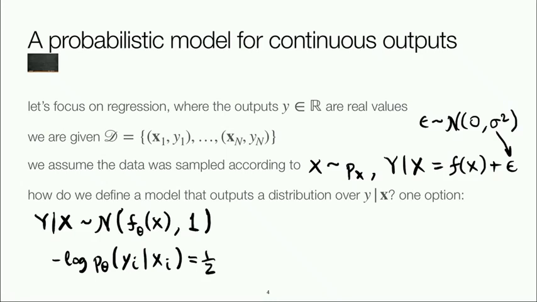1/2, because my variance is 1, f theta xi minus yi squared, plus a constant with respect to theta, okay? So this is actually a form of squared error. And if I average this over all my data points, then I get mean squared error.